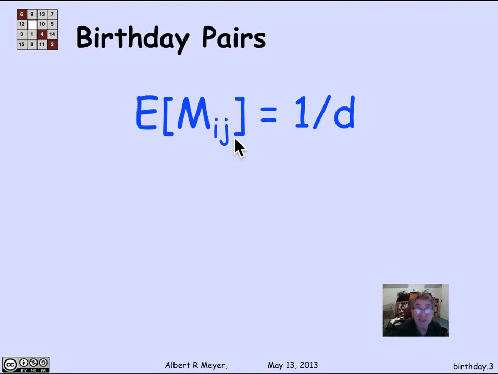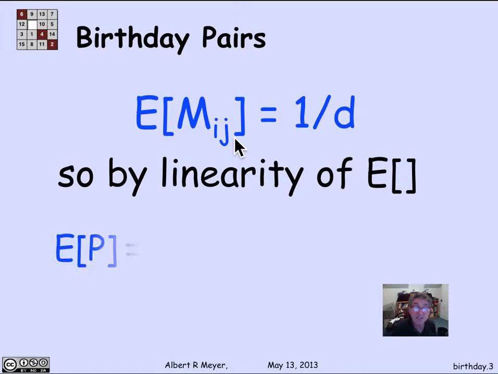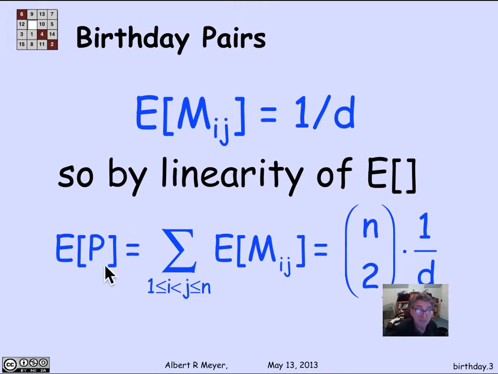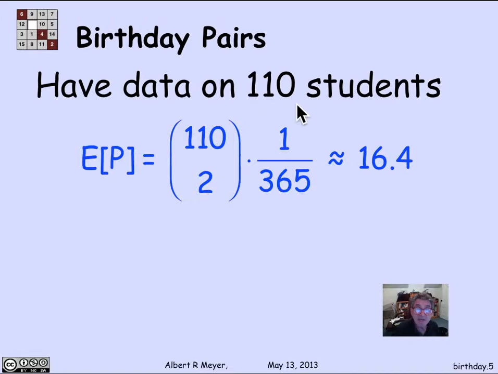and that means that the expectation of the indicator variable for that event, Mij, is 1 over D, and that tells us by linearity of expectation that the expected number of pairs is simply the number of those pairs times the expected number per pair, n choose 2 times 1 over D. Well, as I said, we have data for 110 students, so the expected number of pairs in a student body of 110 is 110 choose 2 times 1 over 365, or about 16.4 pairs is the expected number of pairs of matching birthdays.